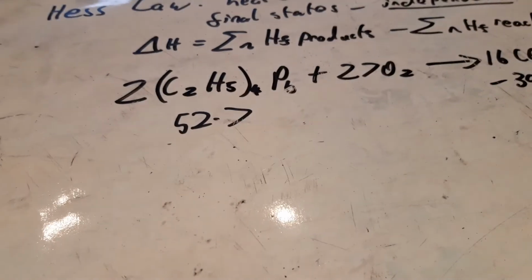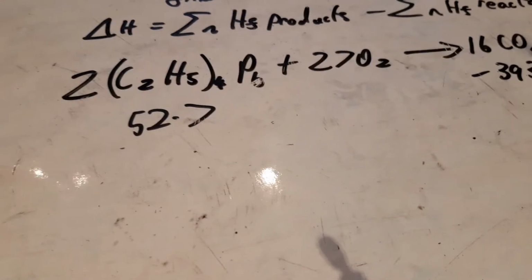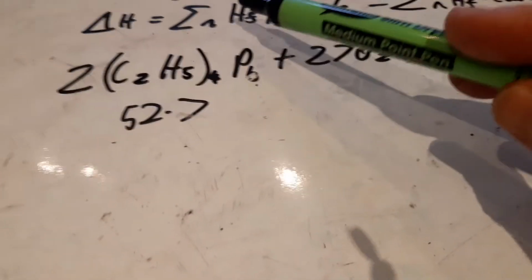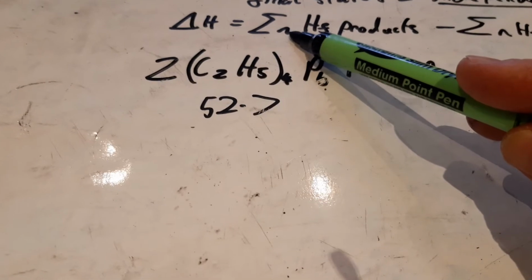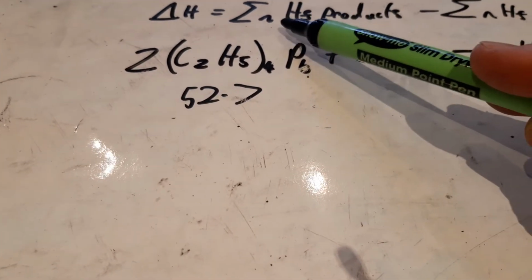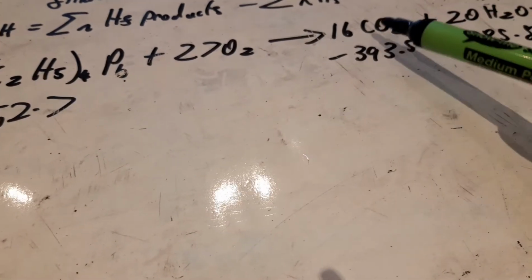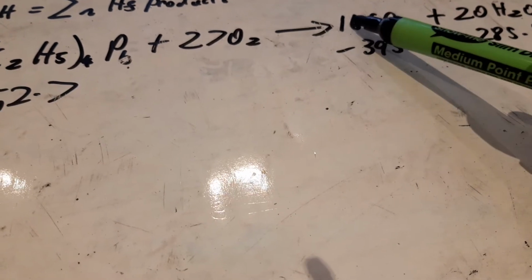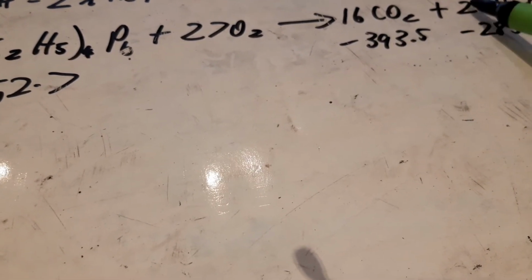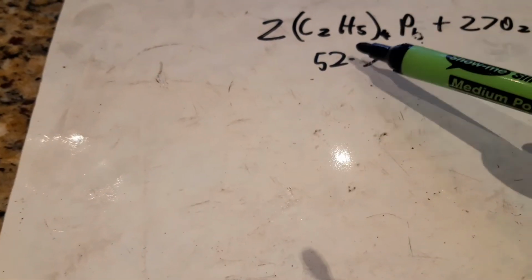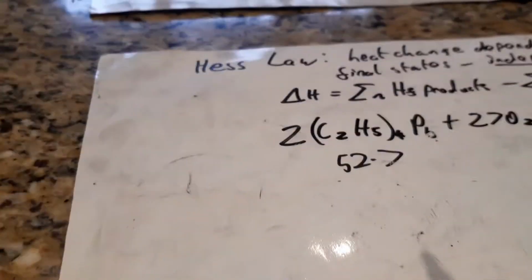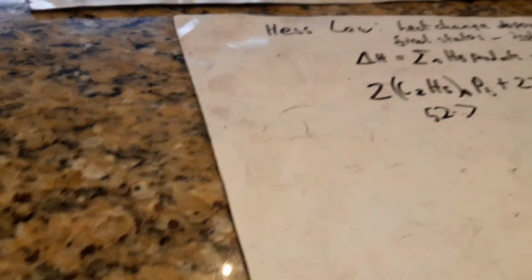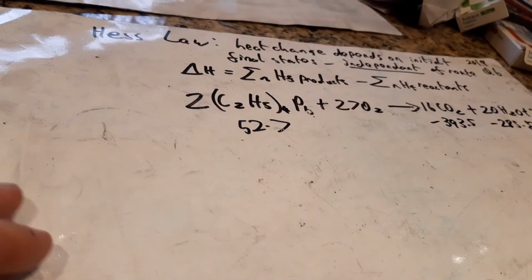So what we're now going to do is this calculation. We're going to take the sum of the heat of formation of the products, so that's this part. As you can see, we're multiplying the amount of moles of each of the products by their heat of formation. So I'm going to multiply each of these by the amount of moles in the equation, and we're going to subtract that from the heat of formation of the reactants multiplied by the amount of moles. I'm going to start with the products.